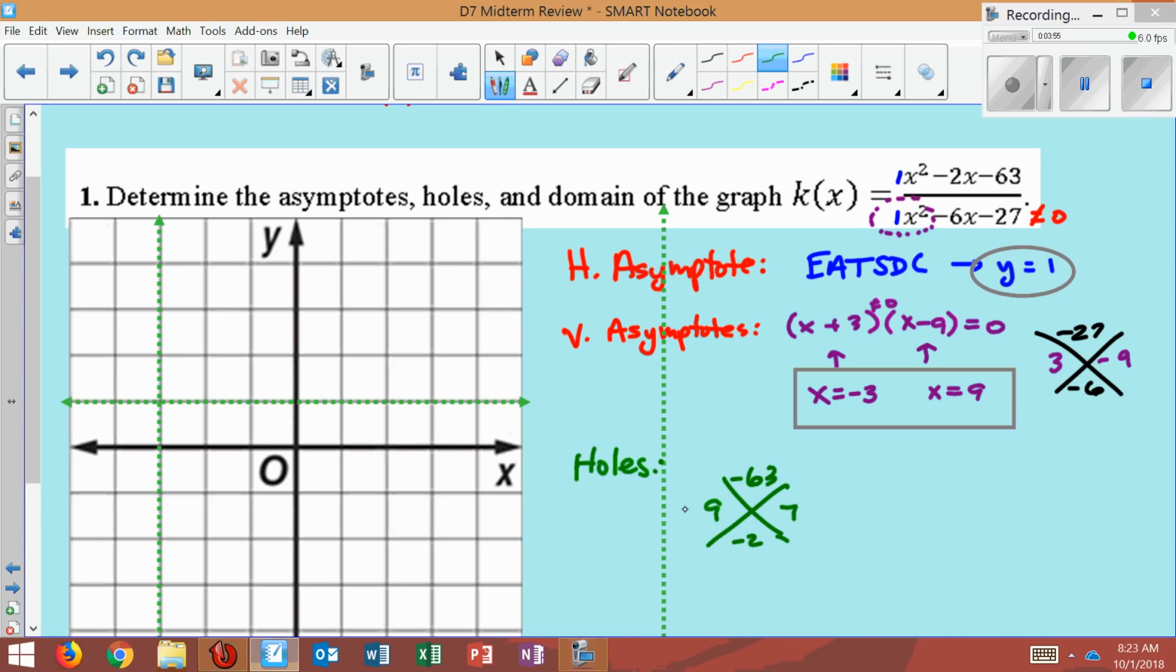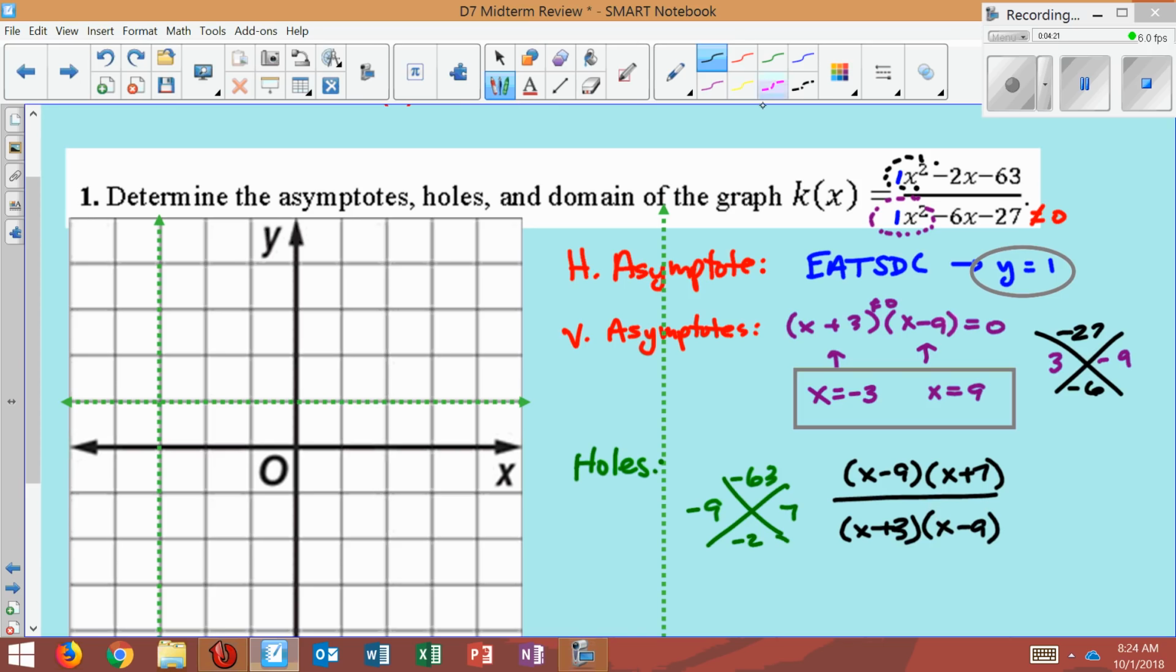To get it to be negative 2, then 9 needs to be negative, and that does multiply to be negative 63. So again, I'll split this power. So it becomes x plus 9, x minus 9 times x plus 7. That would be the numerator. And remember how we had this for the denominator? x plus 3 and x minus 9.